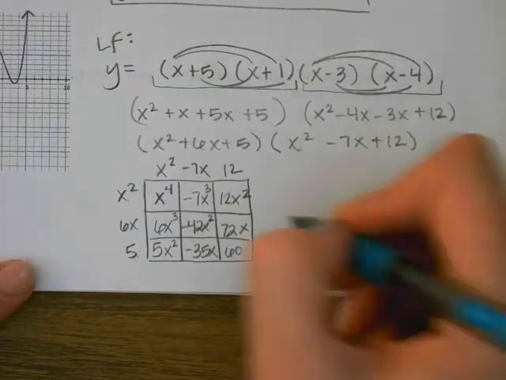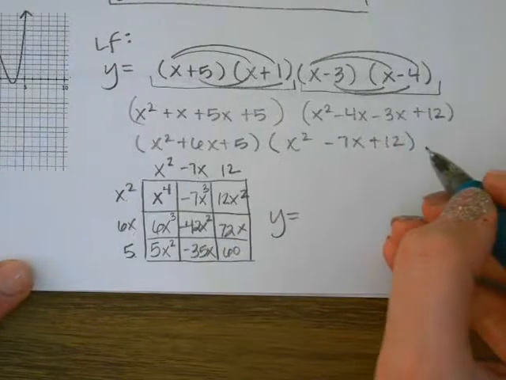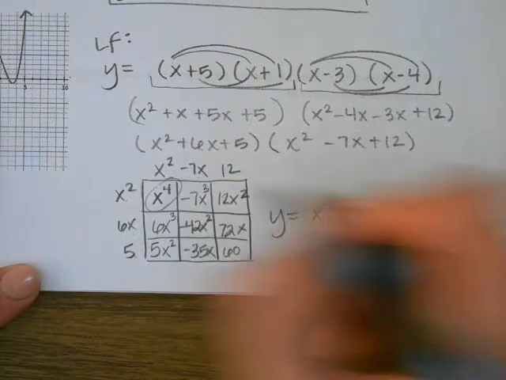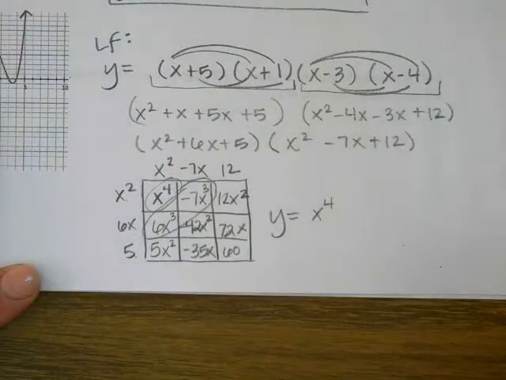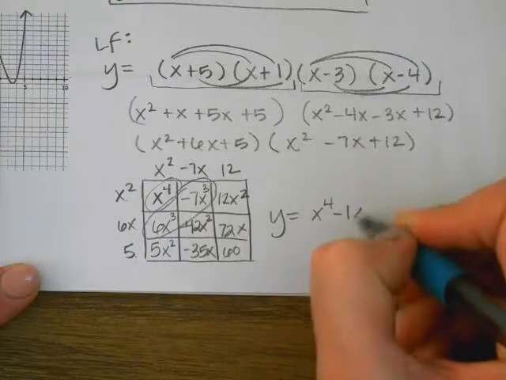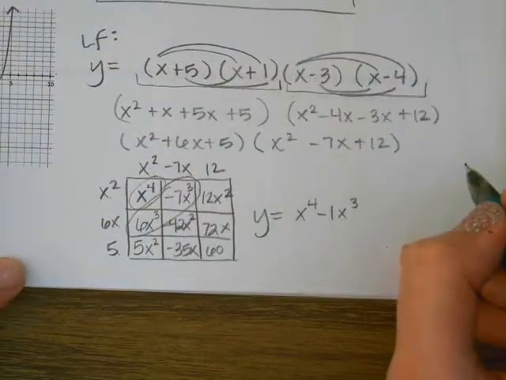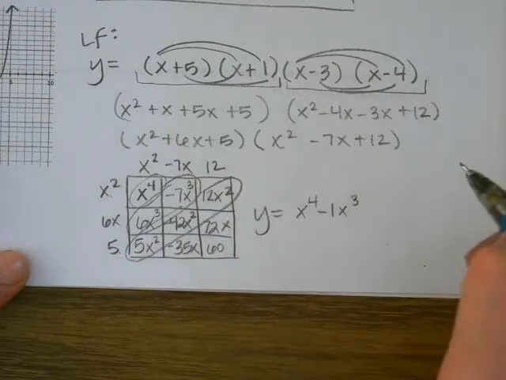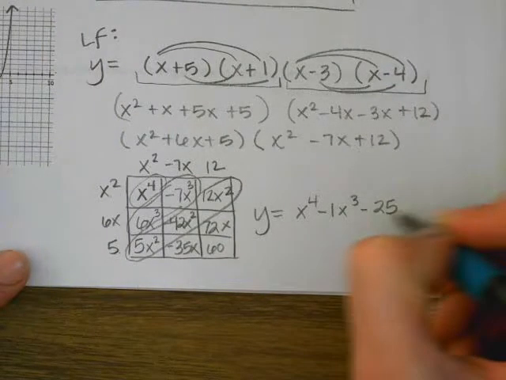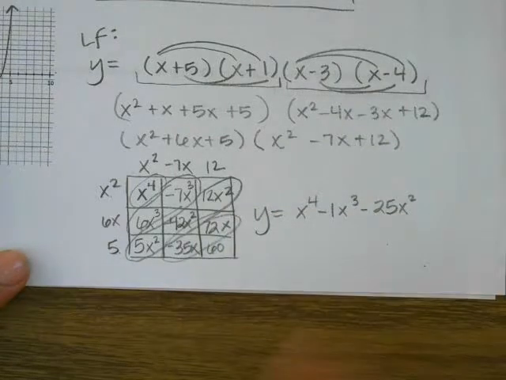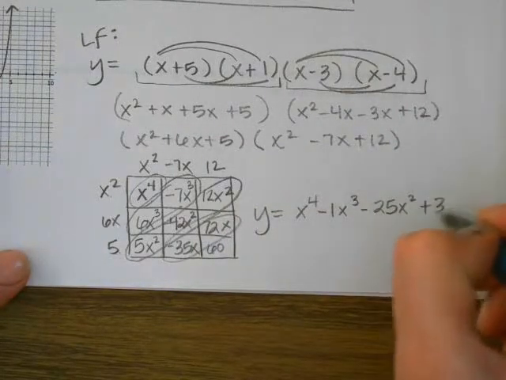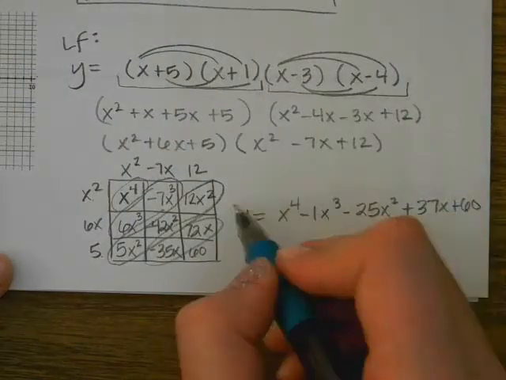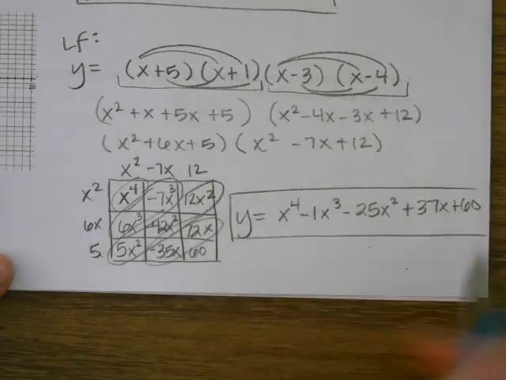Okay. Did you guys all get your y equals when you wrote your answer? Y equals? Okay. So we got x to the 4th. What do we have for x to the 3rd? Minus 1, x to the 3rd. Or you could just say minus x to the 3rd. You don't have to have the 1 there. And then what do you guys have for x squared? Negative 25, x squared. How about for x? Plus 37. Plus 37x, and then plus 60 at the end. All right, did we get it? Yep. Okay.